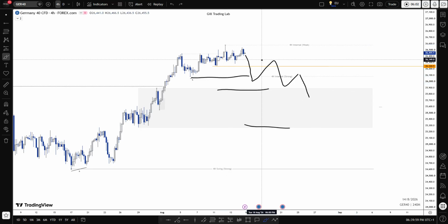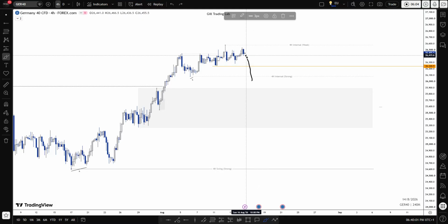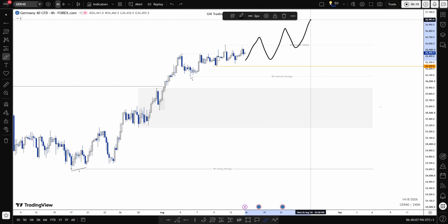So for this coming week, it's either internal to shift bearish, or we could see that internal order flow continue. So we might see that break of structure, and then we could see either the continuation of the internal leg, or we could see that pullback for this coming week. So that's all for this video, the analysis on DAX.